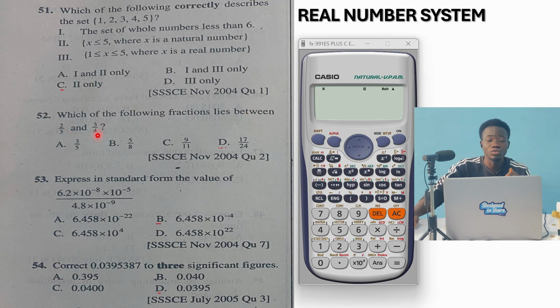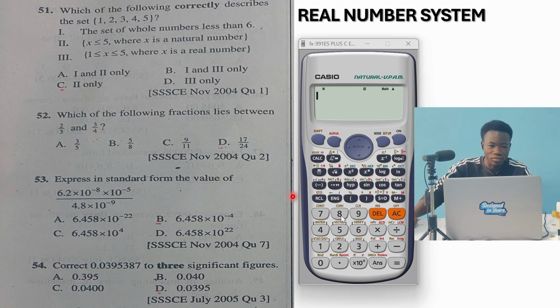Now 52 says, which of the following fractions lies between 2/3 and 3/4? Lies between. Once you have seen this, it's talking about the midpoint theorem, or the middle. So they want the number that's in the middle, and all you have to do is add these two numbers and divide by 2, so you can get the middle one. Add the two numbers, divide by 2, so you can get what is inside them.